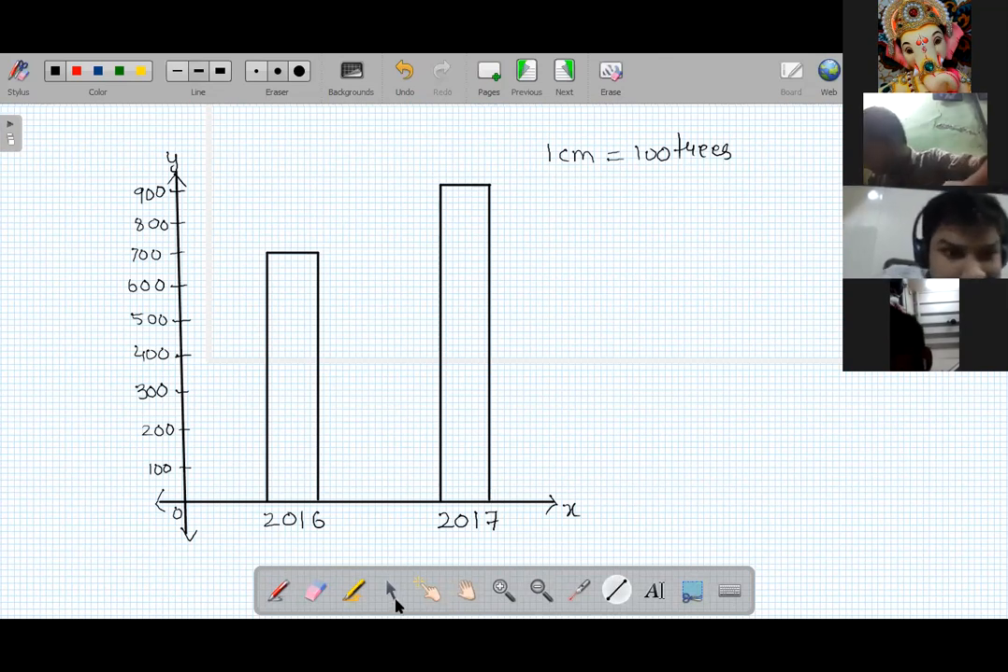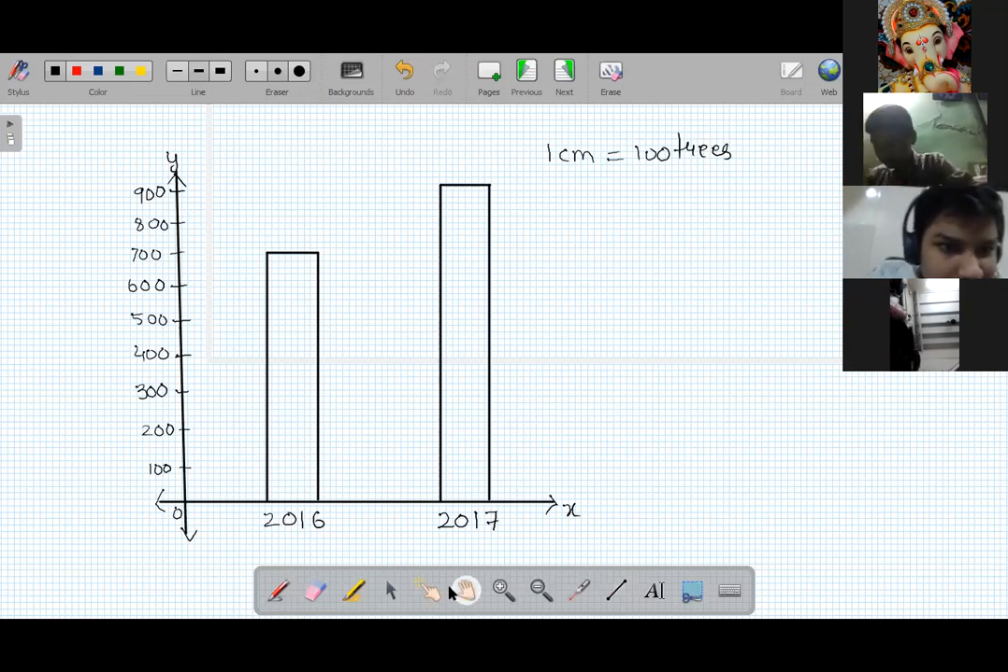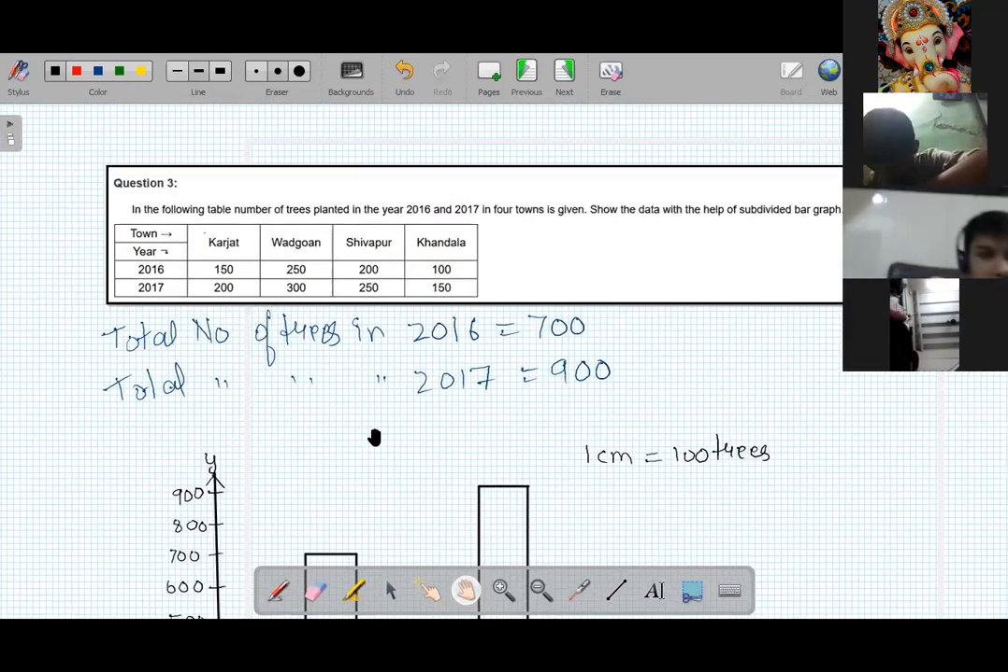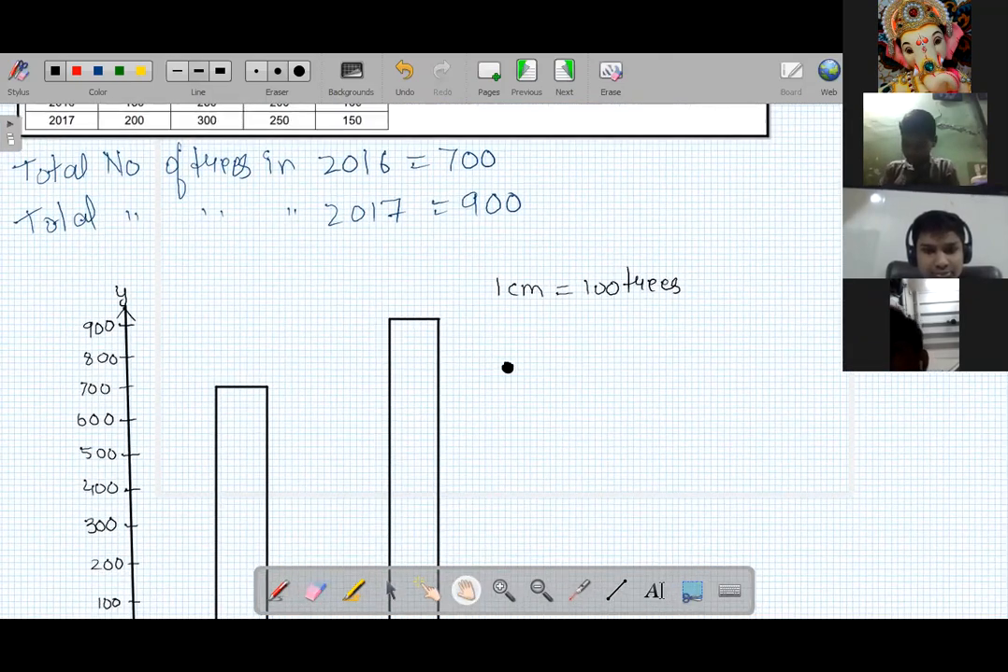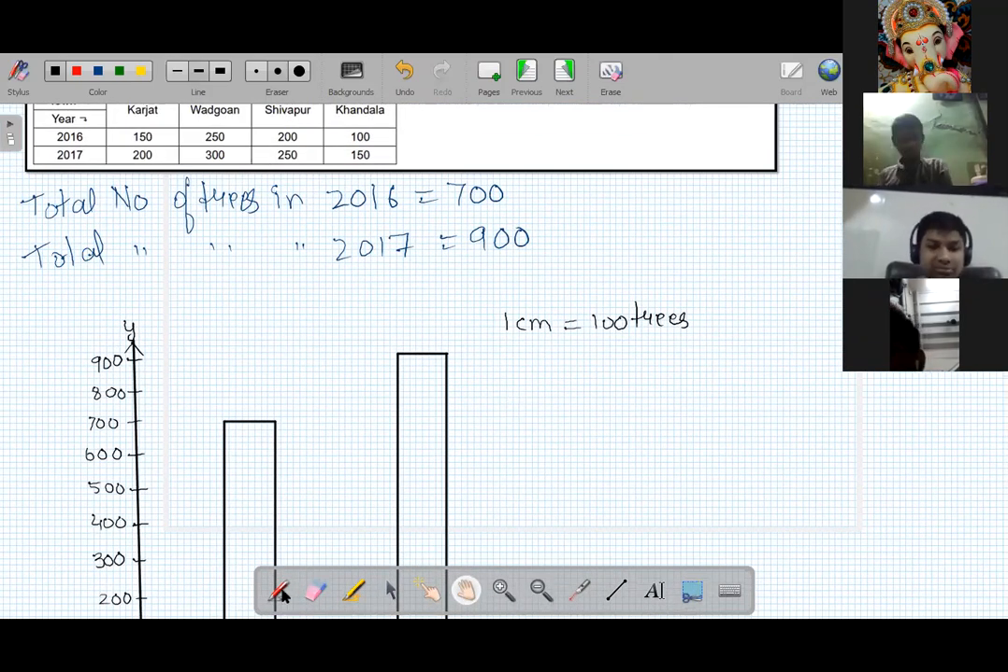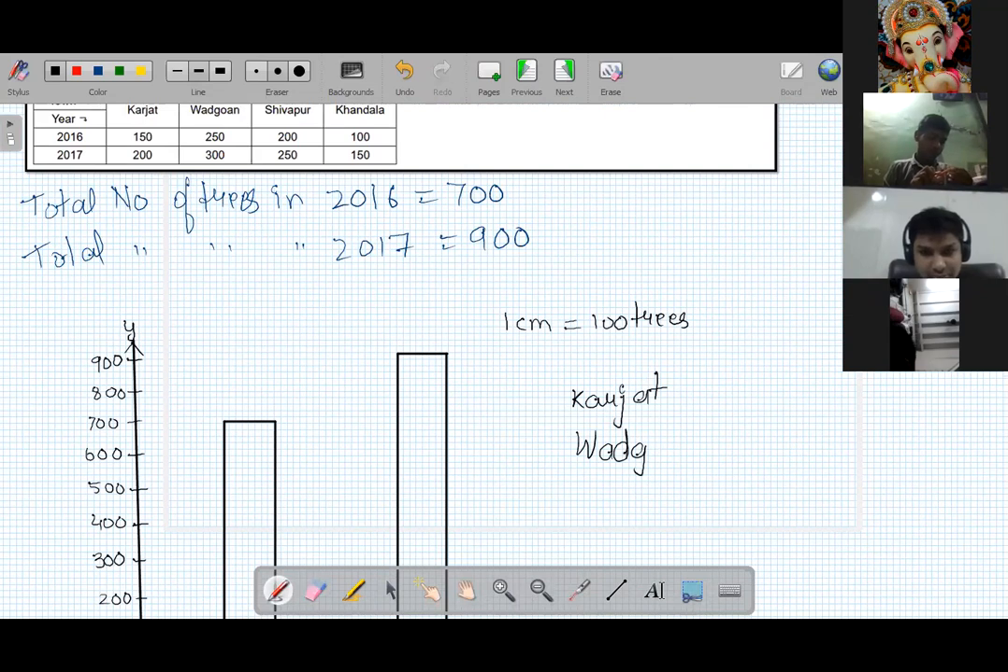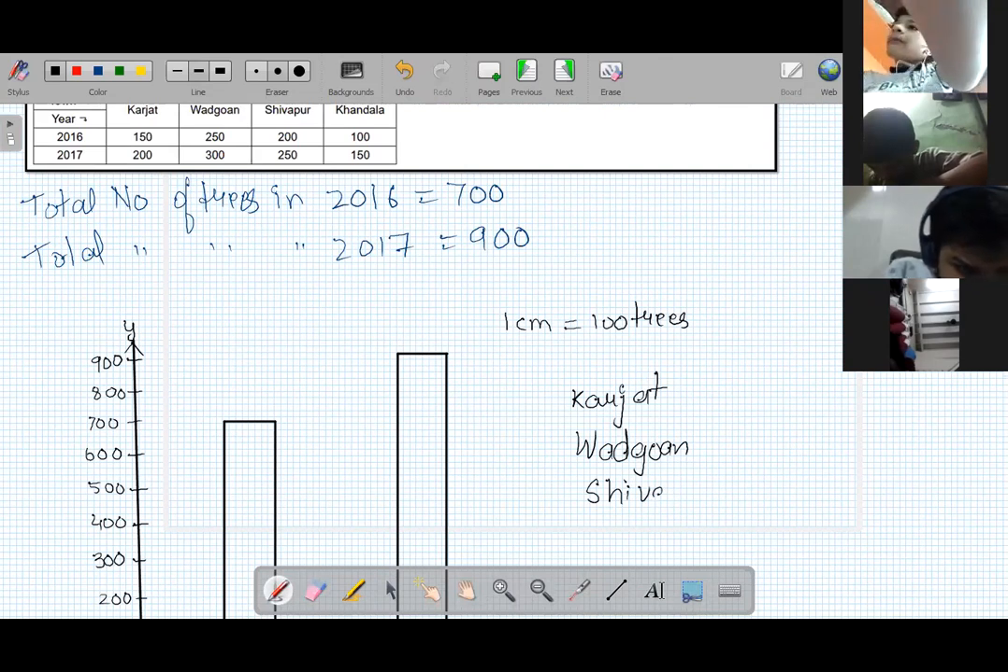Now we need to do the division. How many cities are there? 4 cities are there, no? So back to the table, you see here Karjat, Vadgaon, Shivapur, and Khandala. So we'll just write it down. First is Karjat. Vadgaon. Shivapur. And Khandala.